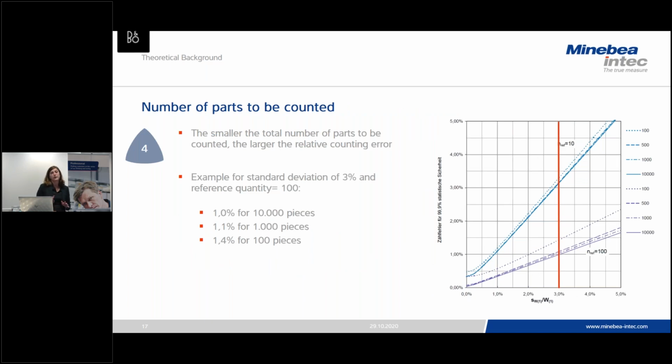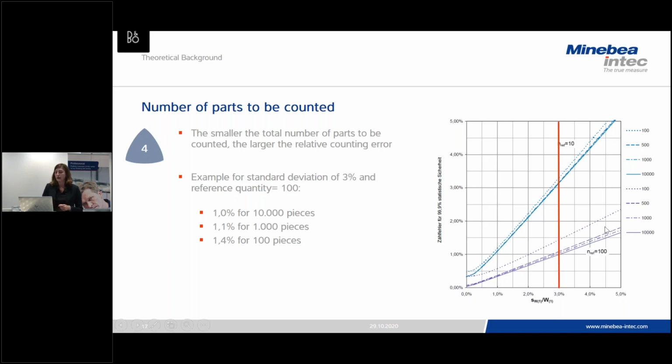So we are now done with the variances of the weight, and we're now coming to the number of parts to be counted. The smaller the total number of parts you want to count, the larger is the relative counting error. For that, I also brought an example.